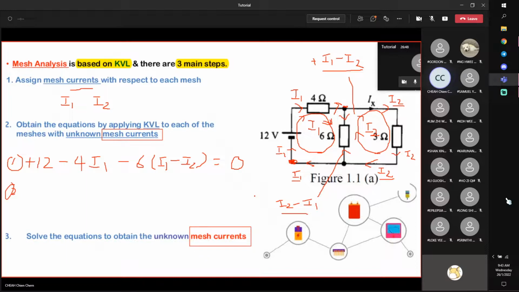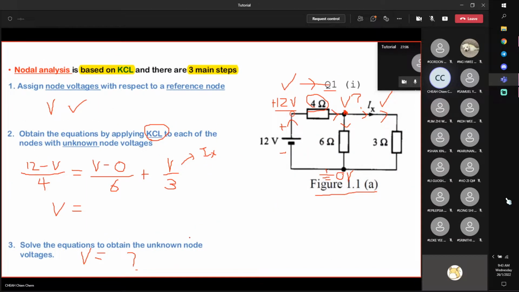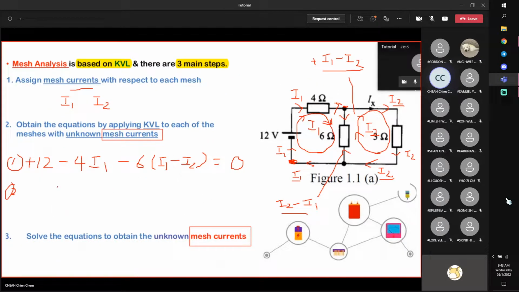Anything that you do not know, you assign a variable. Then you try to write down the equations by applying circuit laws, Kirchhoff voltage law, Kirchhoff current law, and after that you solve the equations to obtain the unknown mesh current. For this same circuit, it is better to use nodal analysis because you're only solving one equation. Well, for the mesh currents, you're solving two equations, right?